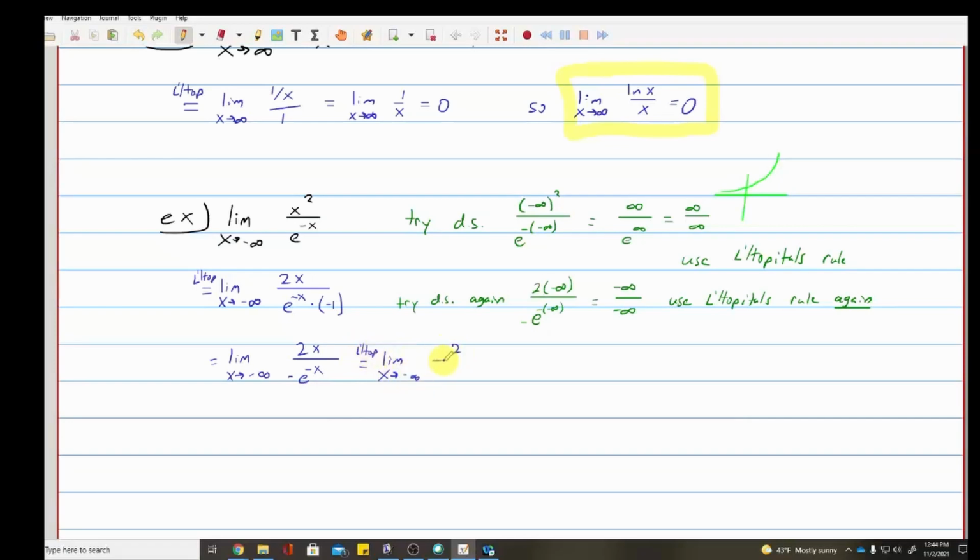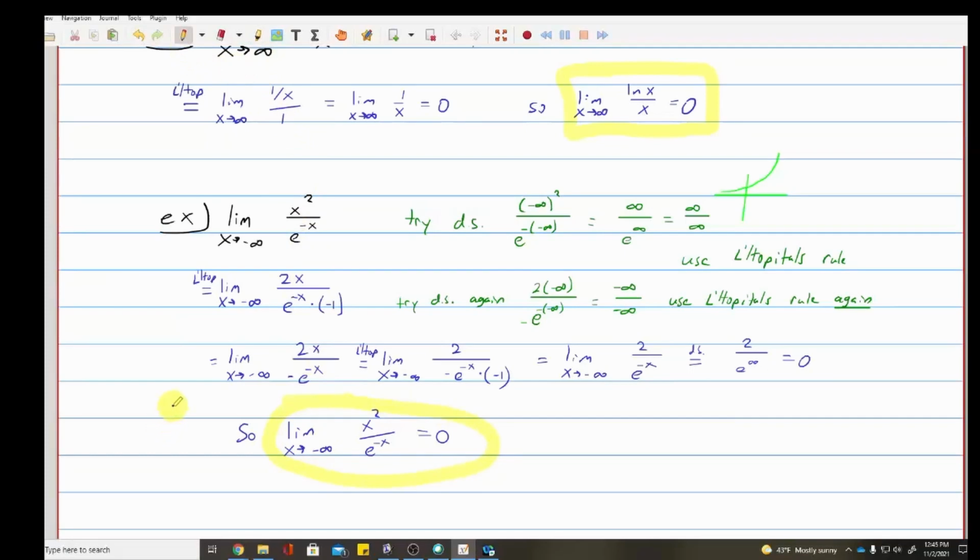The derivative of 2x is 2. In the denominator, that negative is going to hang out. When I differentiate e to the negative x, I get e to the negative x times the derivative of the inside stuff. So in the denominator, I have a double negative, so they will cancel. So we just have 2 over e to the opposite of x. And now when I try direct substitution, I just have a fixed 2 in the top. And in the bottom, that's going to be like an e to the infinity. 2 over infinity is going to go to 0. So the limit as x approaches negative infinity of x squared over e to the negative x is equal to 0.